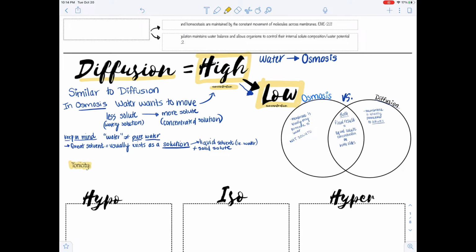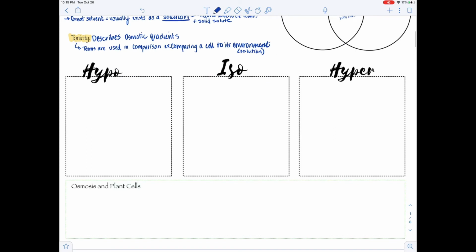Now let's talk about tonicity. When we're referring to tonicity, this is what we're using to describe osmotic gradients. So we're looking at a comparison. When you're going to use these terms, they need to be used in comparison to something else. For example, the most common way you're going to see it is a comparison of a cell to its environment or the solution that it's placed in. All right, let's start with isotonic.